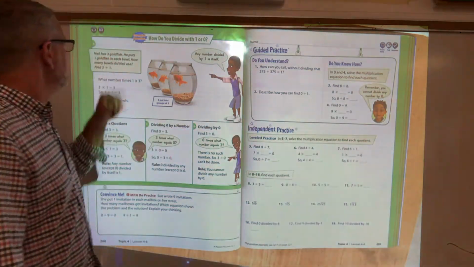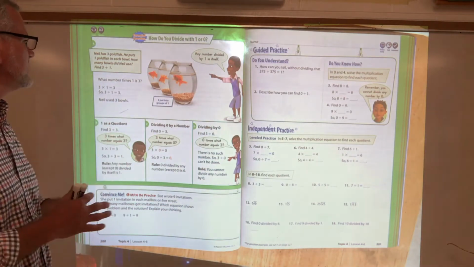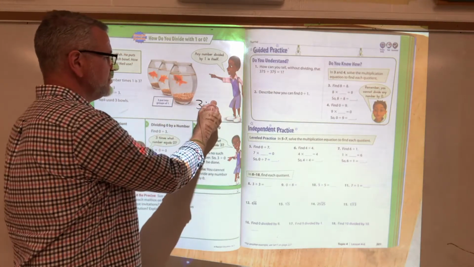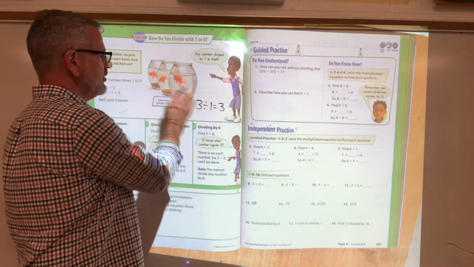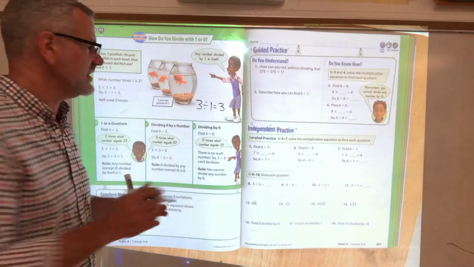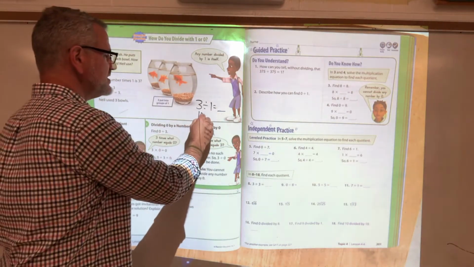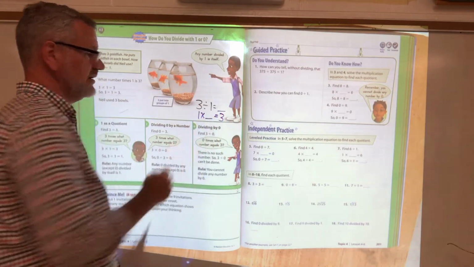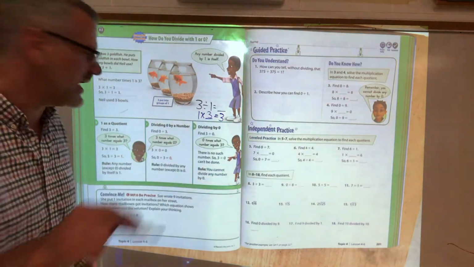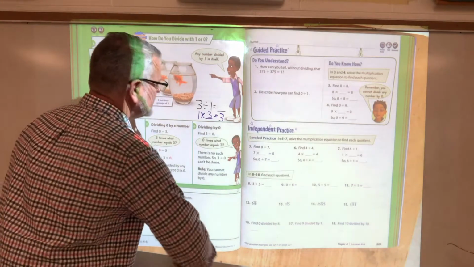Here's a story. Neil has 3 goldfish. He puts 1 goldfish in each bowl. How many bowls did Neil use? So he had 3, and he put 1 in each group, and he ended up with 3 groups or 3 bowls. Now keep in mind that to get the answer, let's say we didn't know that, we would think 1 times what equals 3. And of course we know it would be 3 because of the identity property of multiplication, right?